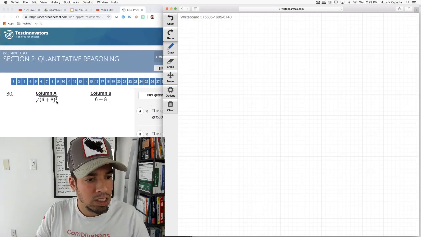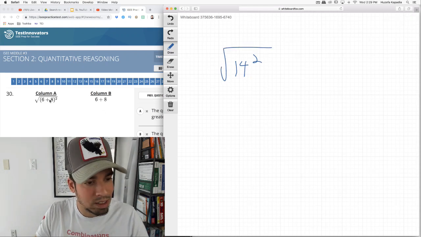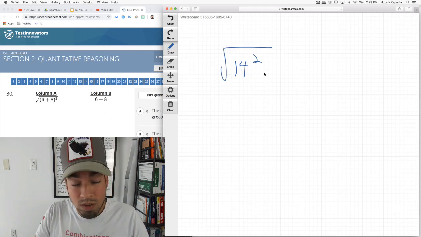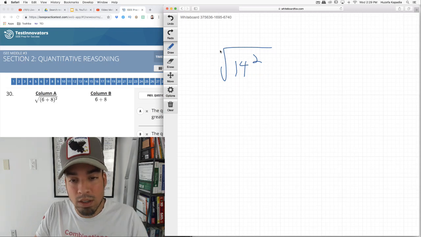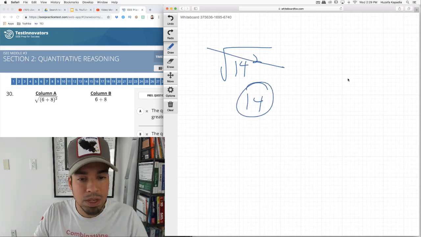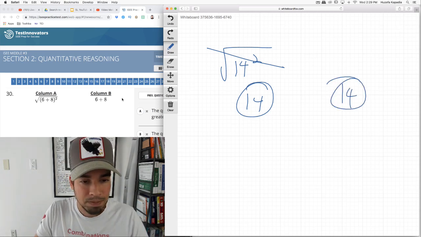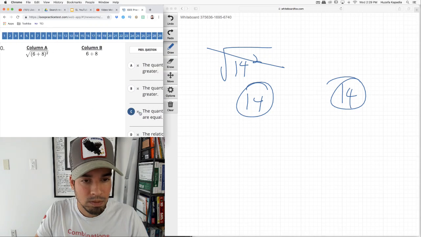Okay, so this we do 6 plus 8 first, and that's 14 squared. Now the trick is you can square this and then take the square root of it, but that's doing way too much work. Square root and a square cancel out, their opposite operation, so column A is 14. Column B is just 6 plus 8, which is 14 also, so these guys are equal.